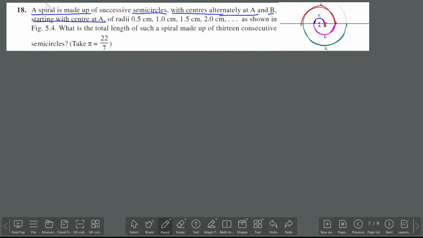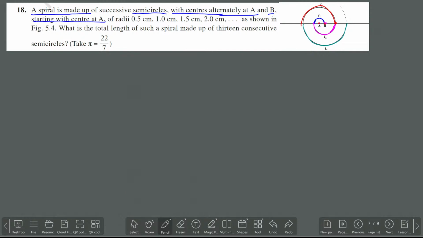So A as a center means first, L1. B as a center in the sense L2. Again A as a center L3. L4 the center is what? B. Like that they are giving alternatively A, B as centers. Okay. But they are talking about what? Semicircle, not a circle. Remember. Right.